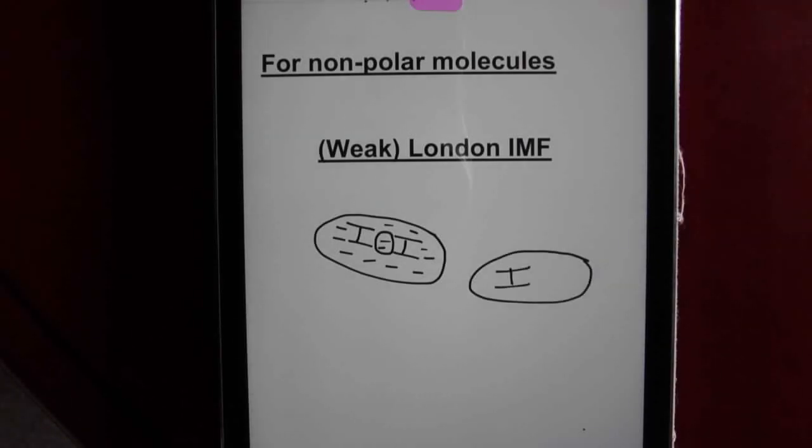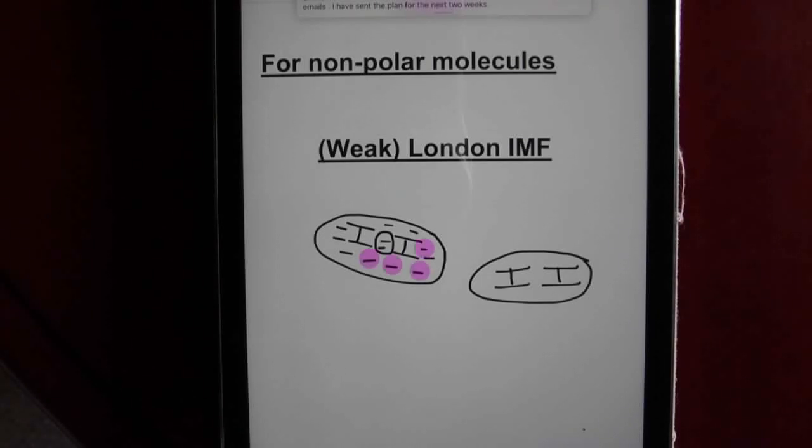So there's no side that's more negative than the other side. So if I have another iodine molecule next to it, it doesn't really want to attract this iodine molecule because there's no force really, there's no negative and no positive. And you will see therefore these nonpolar molecules are normally liquids or gases, mostly gases, because the forces there are very weak. But now how does that force actually even exist?